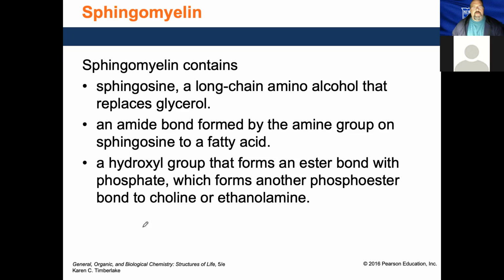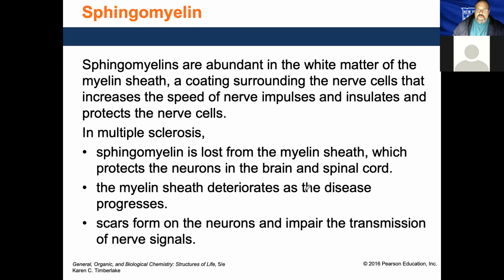All right, so a little bit more about sphingomyelin. As we talked about, the backbone is a structure known as sphingosine, which is a long chain amino alcohol that replaces glycerol. You get an amide bond between the amine group on sphingosine and a fatty acid. Remember, how do we usually get an amide? Carboxylic acid plus ammonia or a primary or secondary amine. And then we talked about the phosphodiester bond. Now, the two amino alcohols that you generally see in a sphingomyelin are choline and ethanolamine, not so much serine.